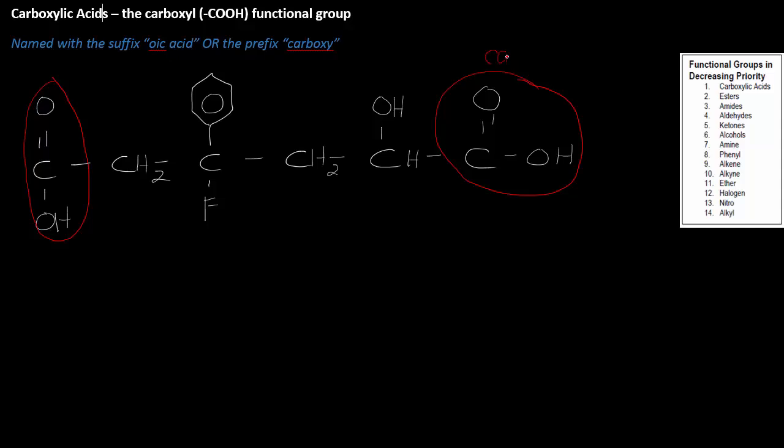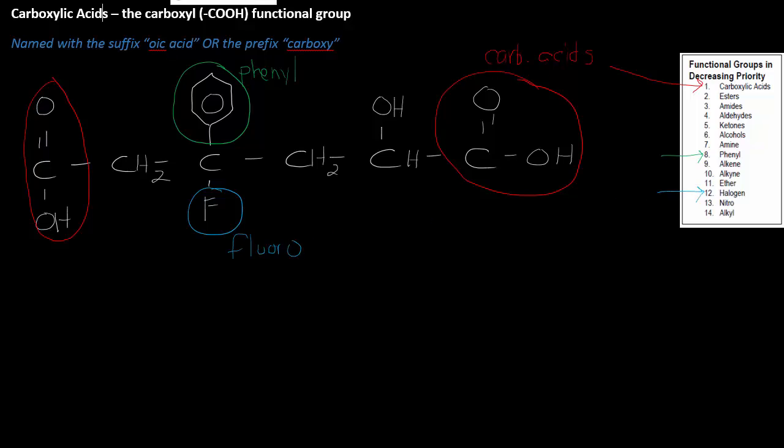So here, these are both carboxylic acids. So that's the highest priority group. So again, one of those 2 ends has to be carbon 1. The other will be carbon 6. In green, we'll put the phenyl group. So phenyl is number 8 on the priority list. Fluoro is a halogen. That's number 12 on the priority list. And right here we have an alcohol, which I'm going to write as hydroxy because I'm going to use the hydroxy prefix to account for it. Okay, so it's an alcohol, and that's number 6 on the priority list.